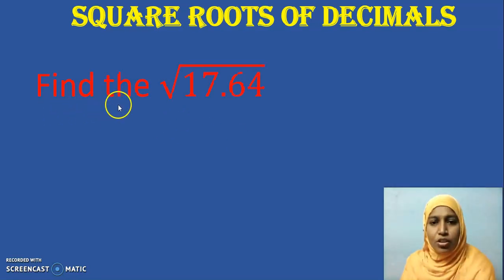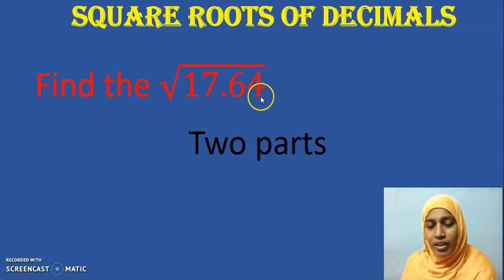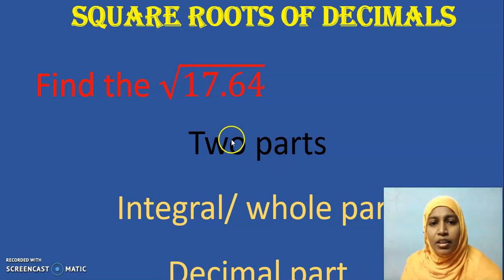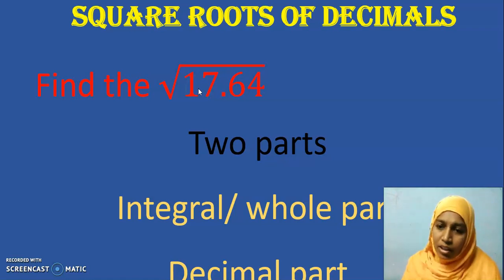Now we are going to find the square root of 17.64 and it is a decimal number. In this decimal number, we have two parts. What are they? What are the two parts we have? Very good. We have whole part and decimal part. I am introducing a new word for you today, integral. It's nothing but whole part. Whole has another equivalent synonym, integral. This 17 is the whole part and the 64 is the decimal part.